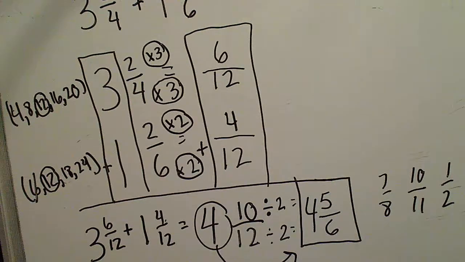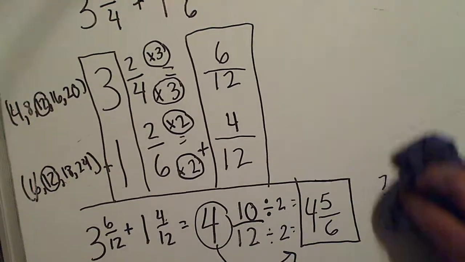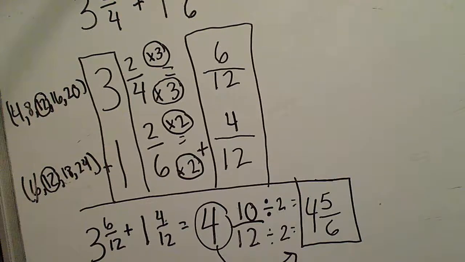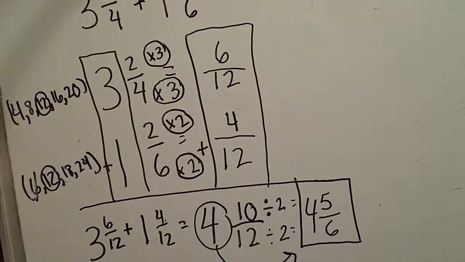So our final answer here is 4 and 5/6. And that's how you add. And the process will be the same if you're subtracting. So that's how you add and subtract fractions with, not fractions, but mixed numbers.